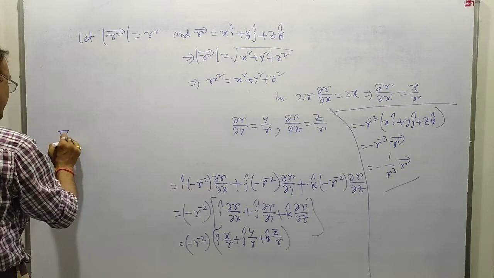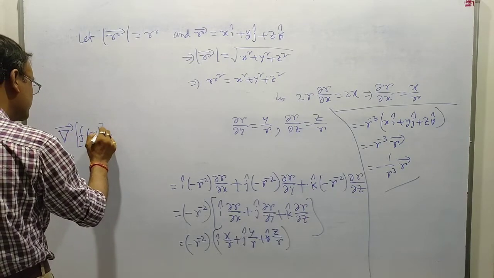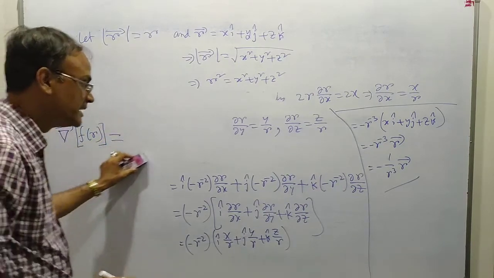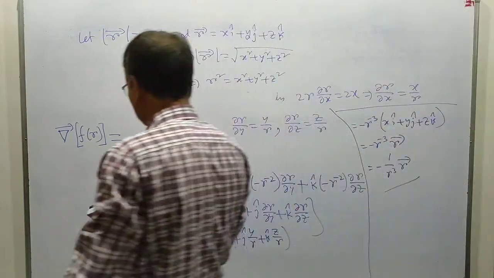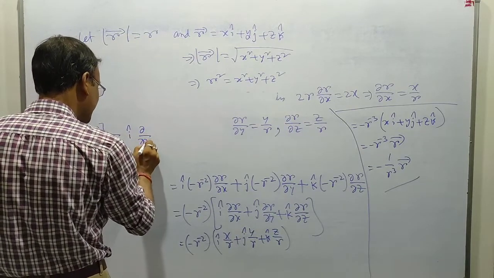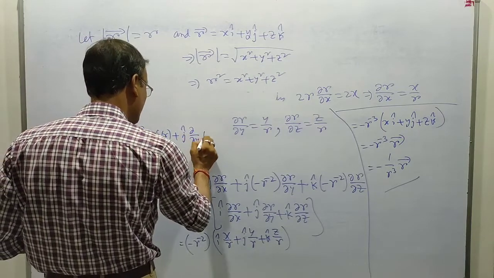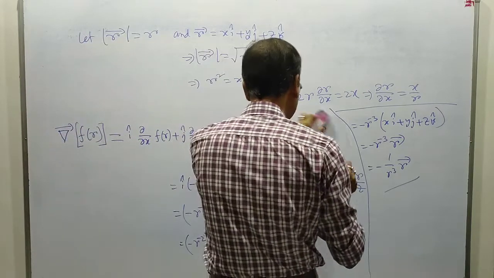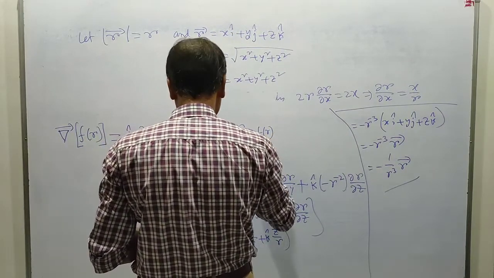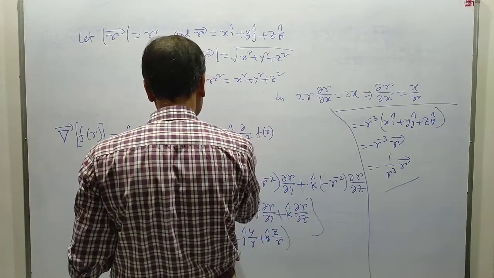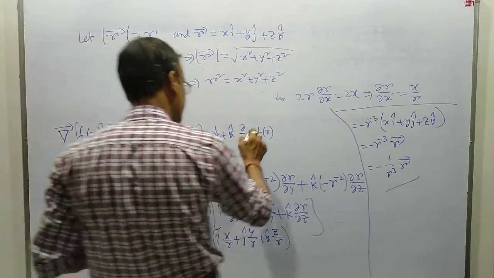Now, gradient of f, equal to gradient of a function of r, equal to i cap delta delta x of f(r) plus j cap delta delta y of f(r) plus k cap delta delta z of f(r). You may write like this.